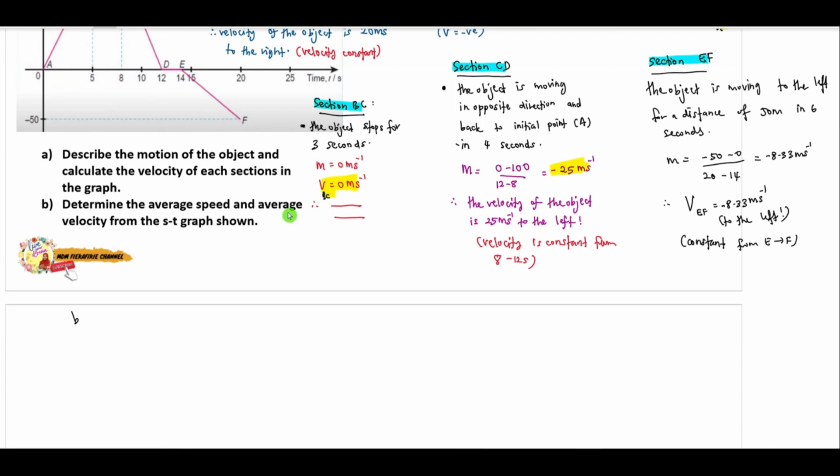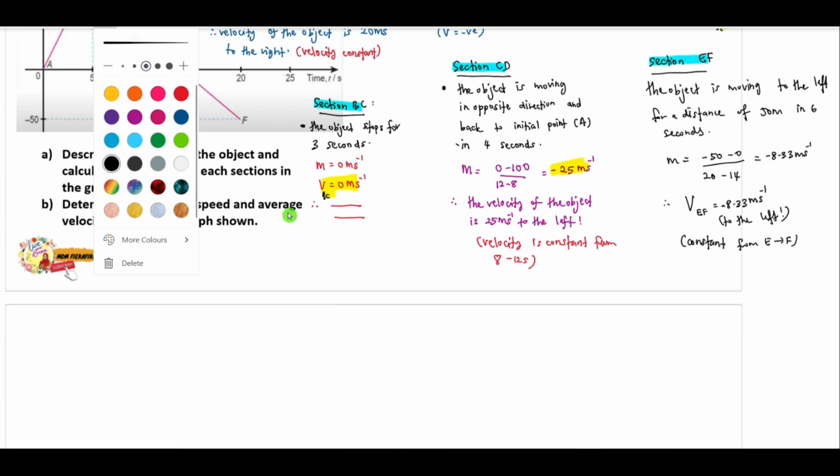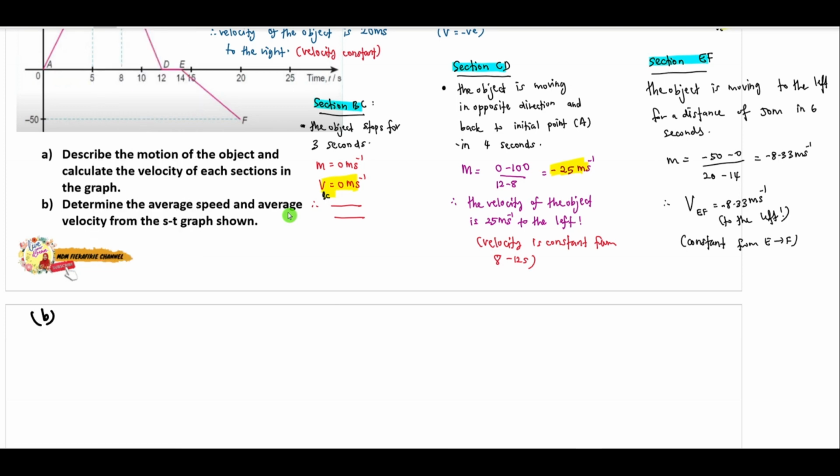Let's write here. So, let's say we want to calculate the average. I think I want to use the thicker ink for this one. Let's use thicker one. Yeah. Okay. So, B. So, the average speed. Okay. Average speed. Bila kita cerita pasal speed means that this is the scalar quantity. So, kita kena, dalam kepala kita kena fikir, kita kena cari distance. The total distance traveled by the object.